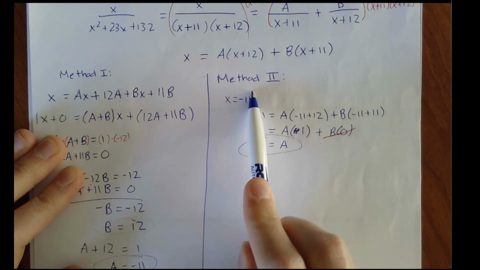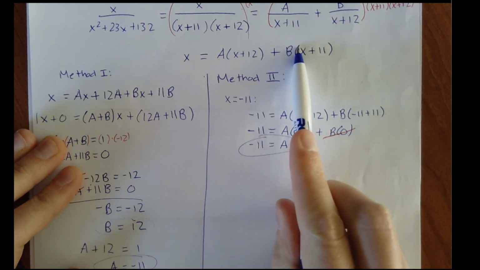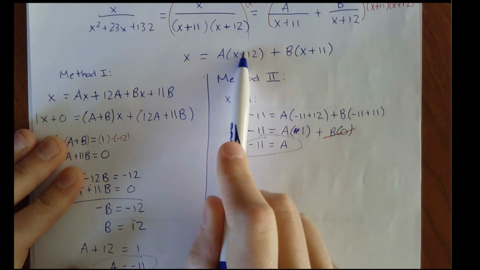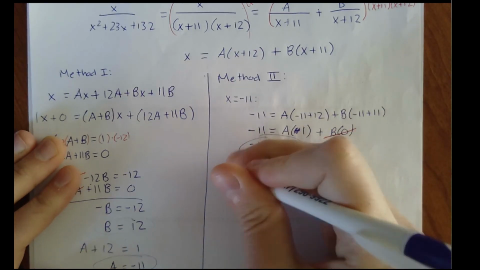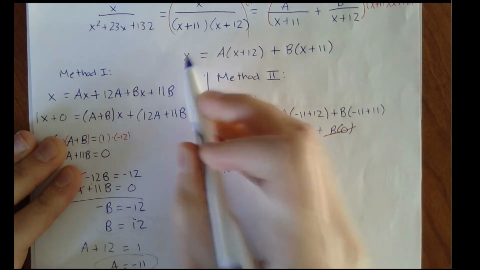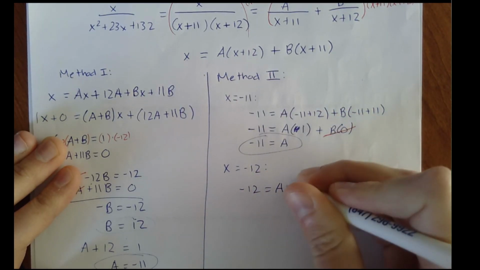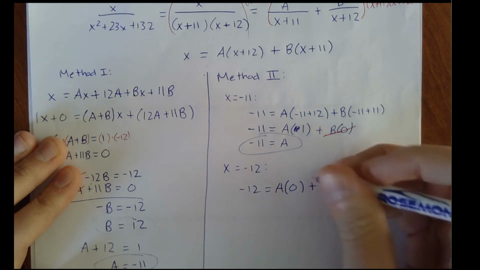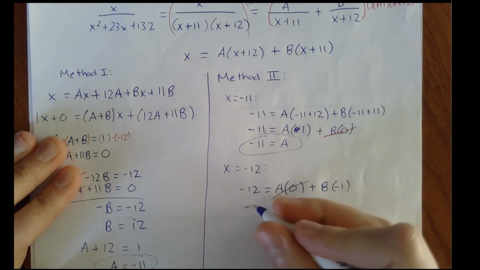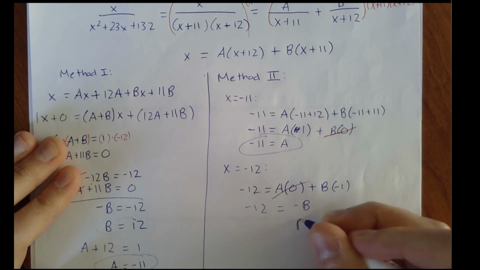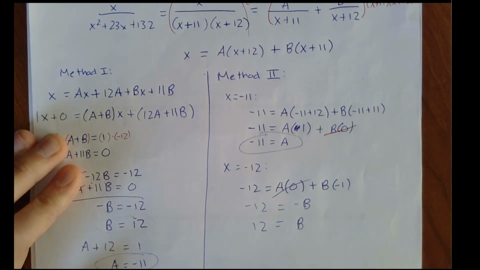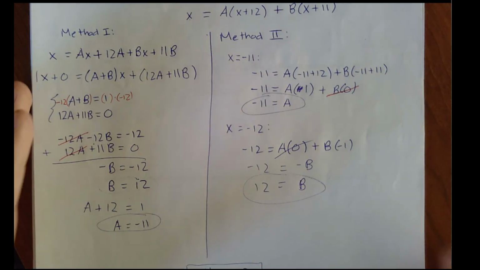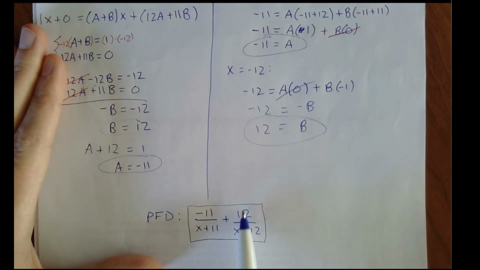I plugged in negative 11 because I recognized that would make this factor 0, which would cancel off the b. I can do the same thing to solve for b if I cancel off a. To cancel off a, I'd have to make this factor equal to 0, which would require me to plug in x equals negative 12 on both sides. On the left side, we get negative 12, and on the right, this is going to be 0 plus b times negative 12 plus 11, which is negative 1. So again, that cancels. We get negative 12 equals negative b. So once again, b equals 12. We get the same coefficients using the different method, but I think this method is a little bit quicker and easier. In any case, that is our partial fraction decomposition.